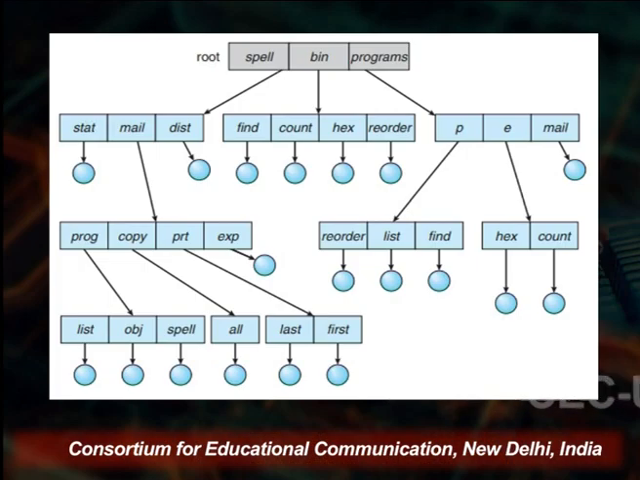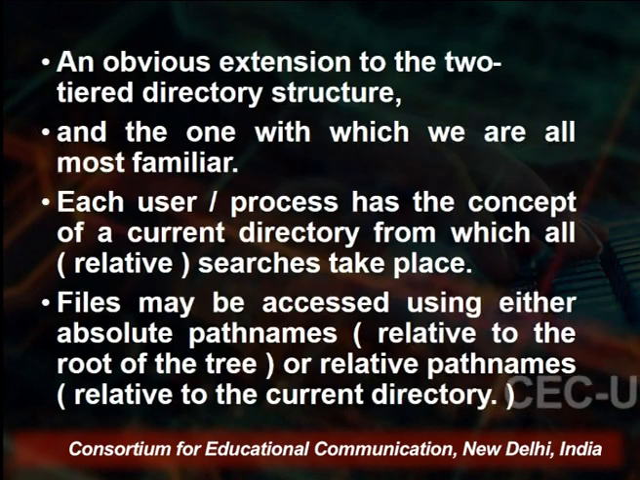So, for example, on the screen, we can see that at the last level on the left side we have this file first. In order to search the file first, we can specify the path: in the root, then we have spell, then we have mail, and within the mail we have PRT, and then within the PRT we have the first. So, this is a complete path, or absolute path, for a particular file.